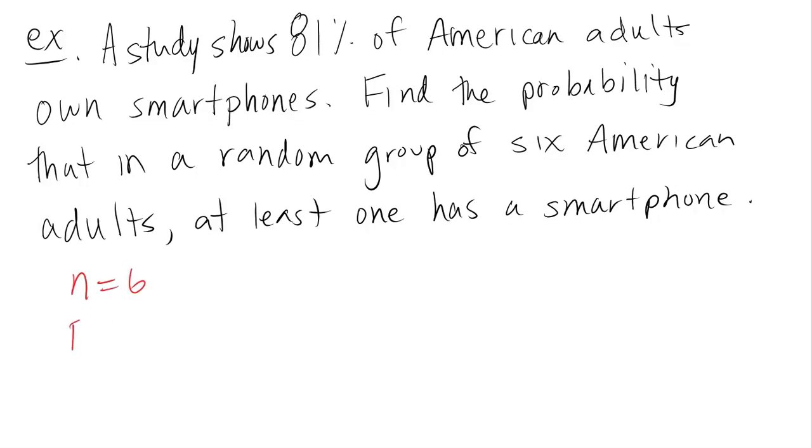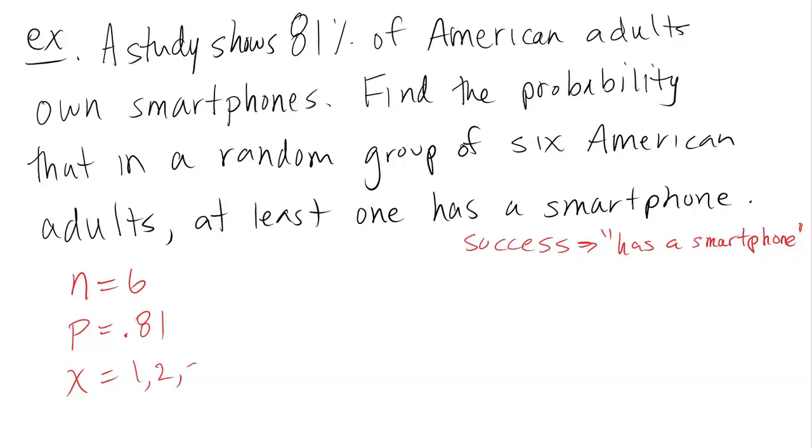N is 6. P and X are dependent on which outcome you consider to be a success. I think the obvious thing to do is to make a success somebody who owns a smartphone. To me, that's obvious because we're counting up the people who have smartphones and we're given the probability that somebody owns a smartphone. That probability is 0.81. Notice that we want the probability that at least one has a smartphone. So X isn't just 1. We want to consider all cases bigger than 1, all the way up to 6. We don't go past 6 because there were only 6 trials. You can't have more successes than trials.